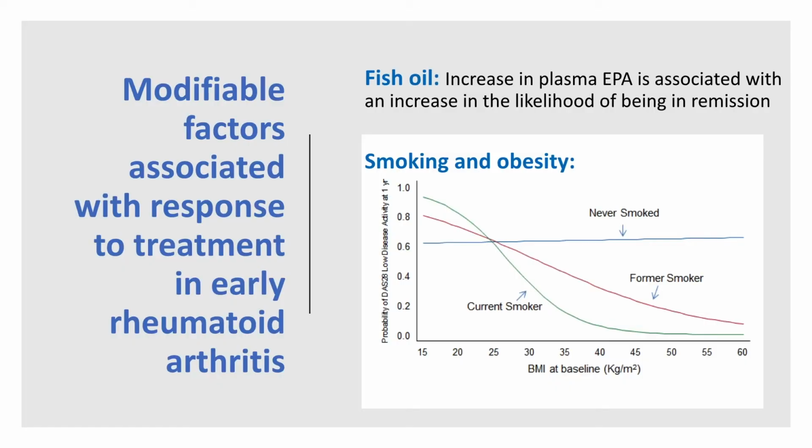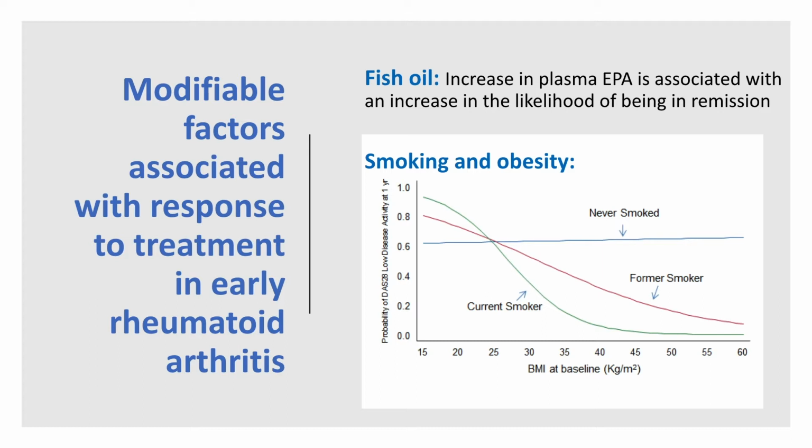We've since gone on and looked at other factors that might be modifiable, sort of lifestyle factors, things that people can do for themselves. So firstly, we are now able to measure the amount of EPA that's in the patient's plasma or in their blood. That tells us really how much fish oil they're getting into their system. And we were able to demonstrate that if you had an increase in your plasma EPA, you were much more likely to have a low disease state or remission. So that was more or less what we knew, and we've now found another way to measure it.